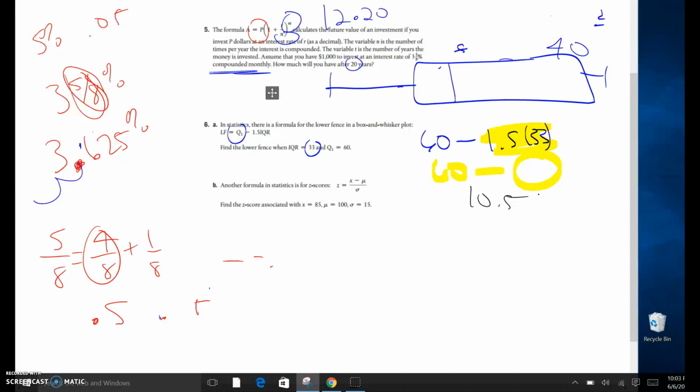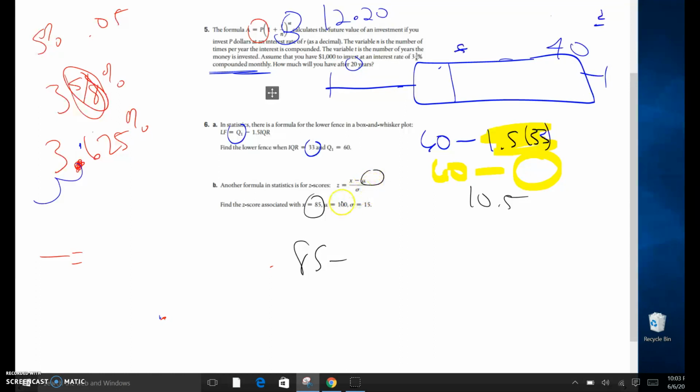Okay, and then the last one is a formula we use in statistics a lot as well, and this is for a z-score. So a z-score is something that helps us find probabilities. So x is your data, so 85, minus this mu symbol, that's a Greek letter, is the population mean, divided by the standard deviation.